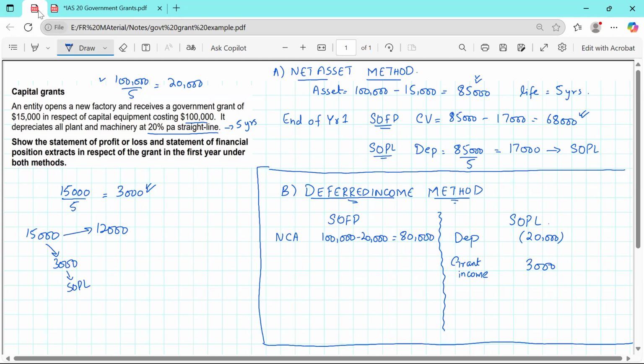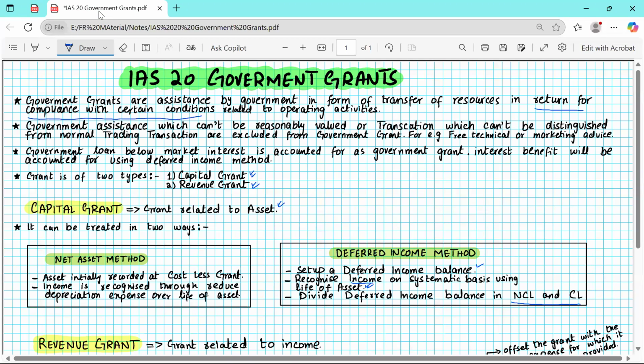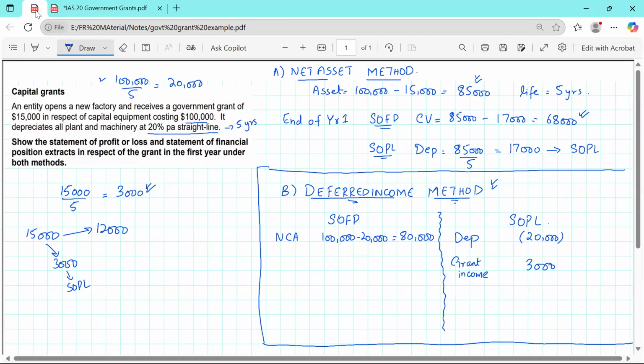Now, all these workings that we are doing are at the end of the first year. The 12,000 is your deferred income liability. And he has mentioned that in the deferred income method, you have to divide that liability into non-current and current liability sections. Now, how are you going to do that?